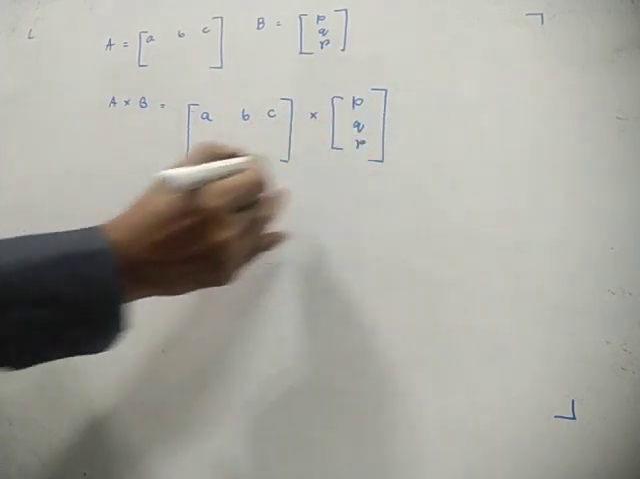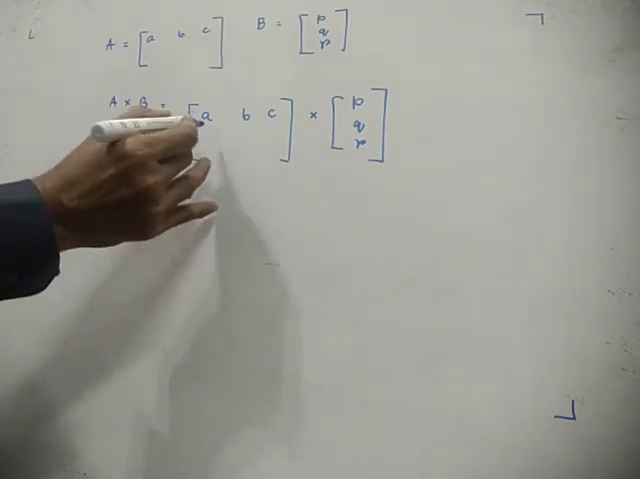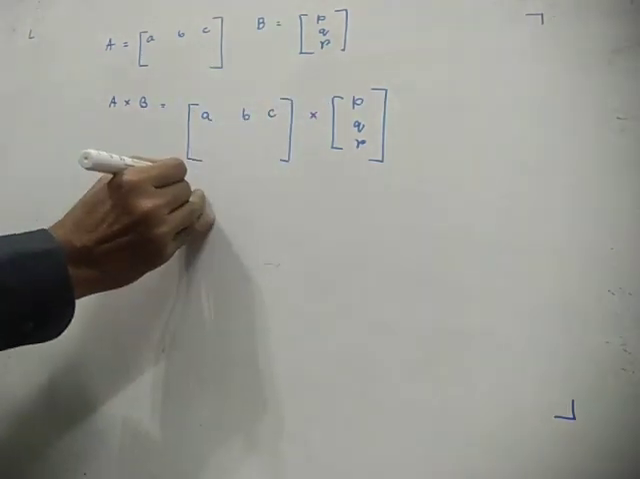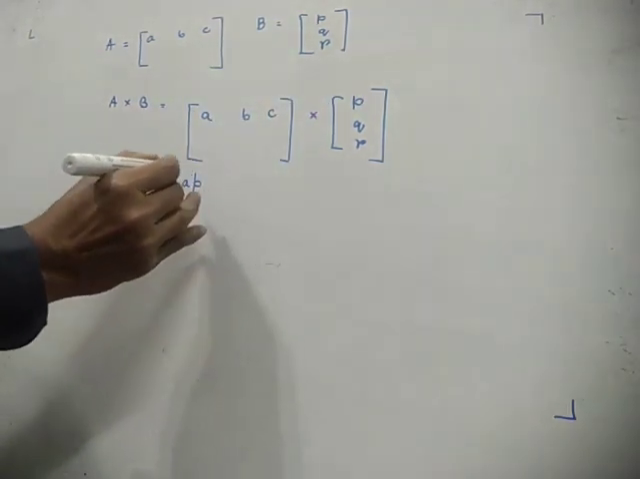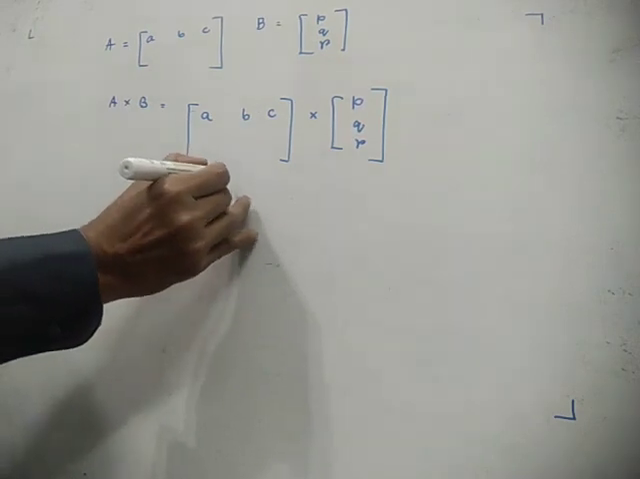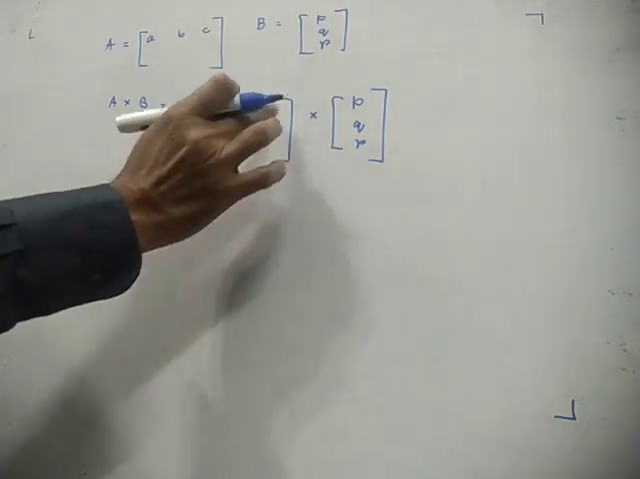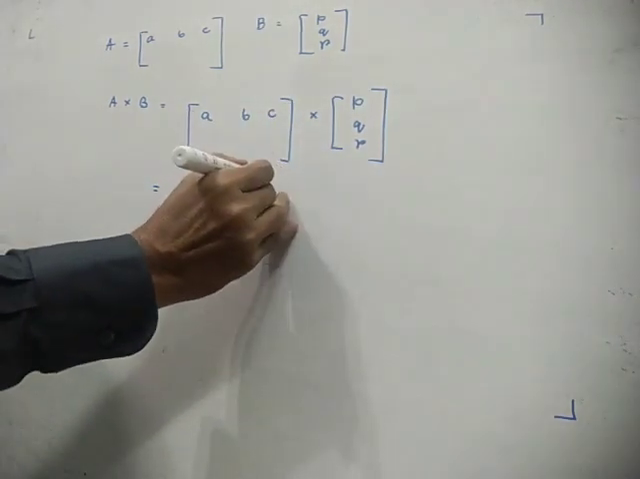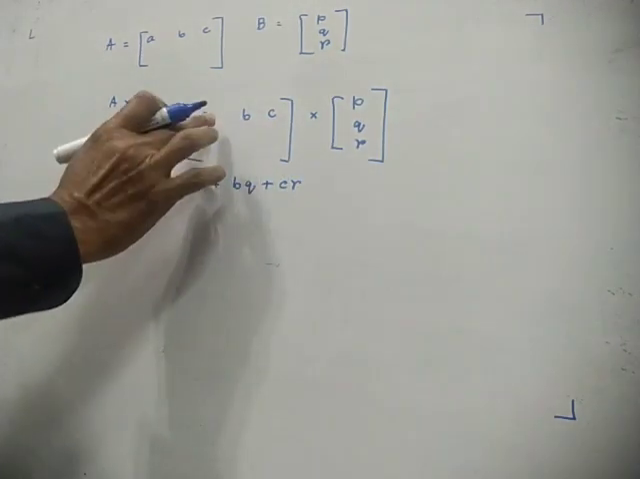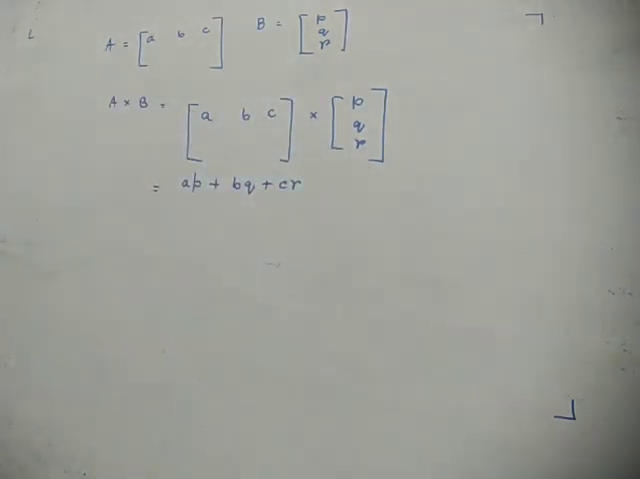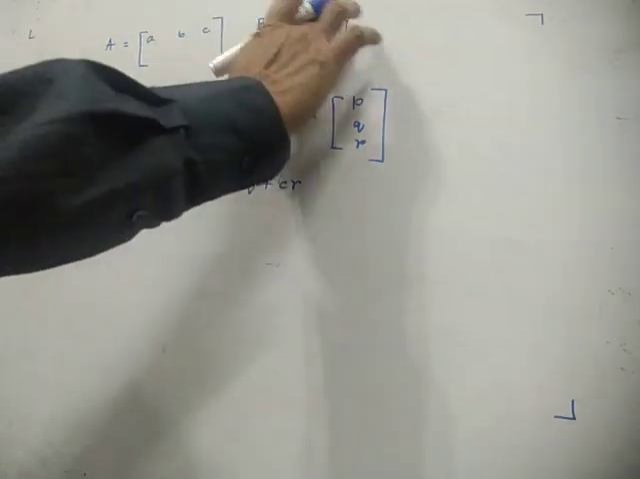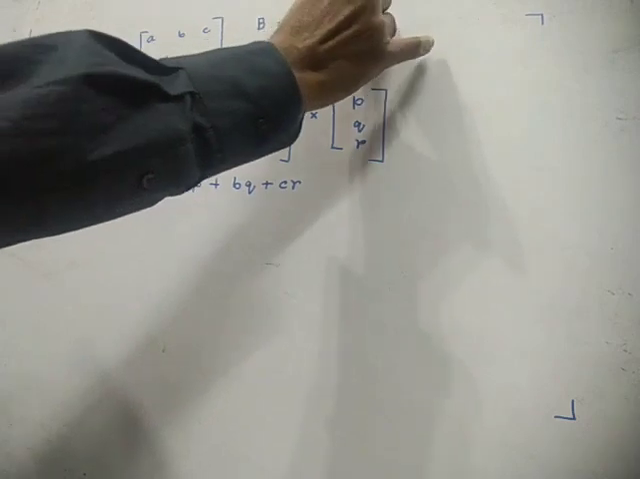We write the two matrices first. Now, first element with first element, A into P plus B into Q, second element with second element, plus C into R. This way we make the first element of the result matrix.